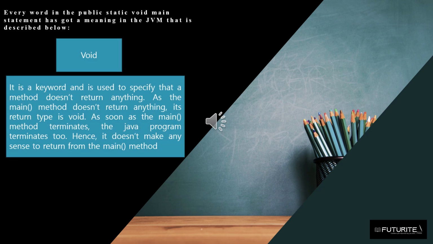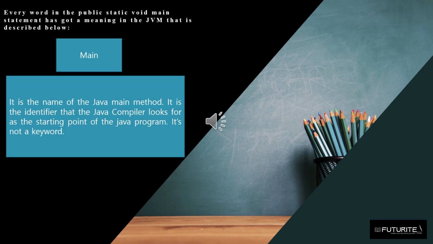Now let's come to the void element of public static void main. Void is a return type, but void is a no return type. When you declare a method without the void data type, it has to return a value. Whenever you declare a method with the void data type, it is not compulsory for the method to return a value.